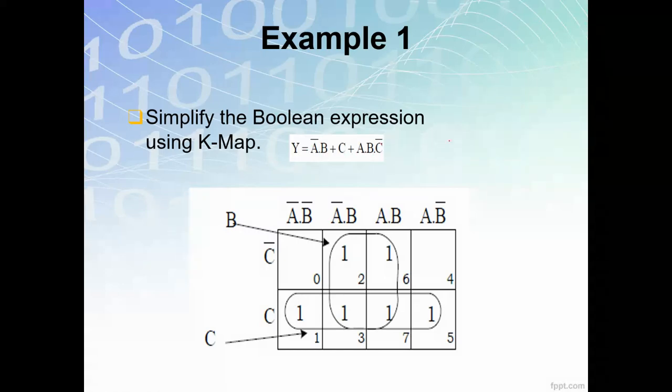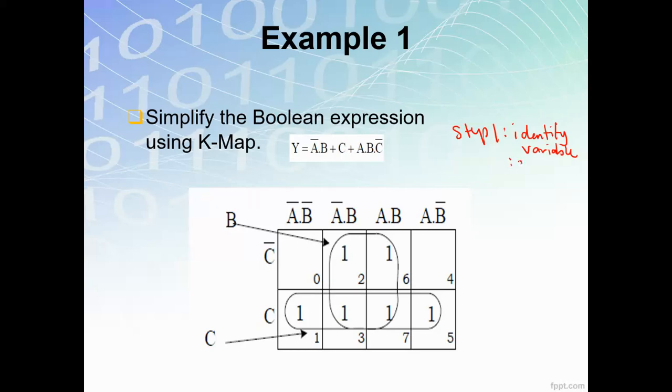The first step you need to do is step 1: before you simplify, identify the variables. If you identify the variables, how many variables do they have? For example, here you have 3 input variables, which are A, B, and C. Therefore, you need to use a 3 variable Kmap.